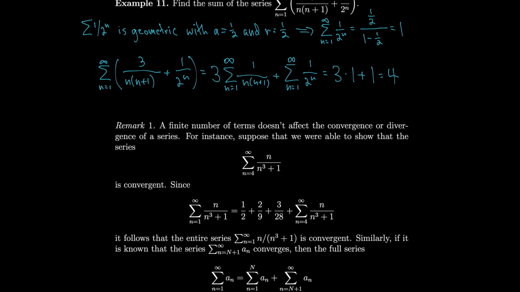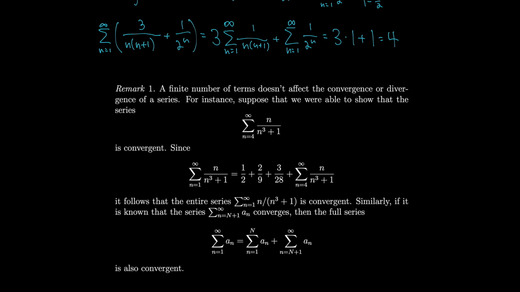So let's end on a quick remark about adding a finite number of terms. If you have a finite number of terms in a series, you can completely disregard them in terms of whether the series converges or diverges. Obviously, you would have to add them later, like when we did the example with the repeating decimal. You can just look at the geometric part, see whether that converges or diverges, and then add the 2.3 later.